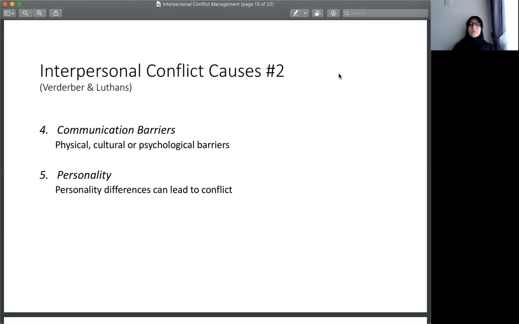The last cause of interpersonal conflict would be personality, because yes, that's the basic cause or fundamental cause of a conflict. If you are having a boyfriend or girlfriend and you decided to become a couple, it would be a happy moment for you. But on the other hand, it could also lead to conflict if both of you are having the same type of personality. For example, both of you are dominant. Then conflict is quite inevitable for you.